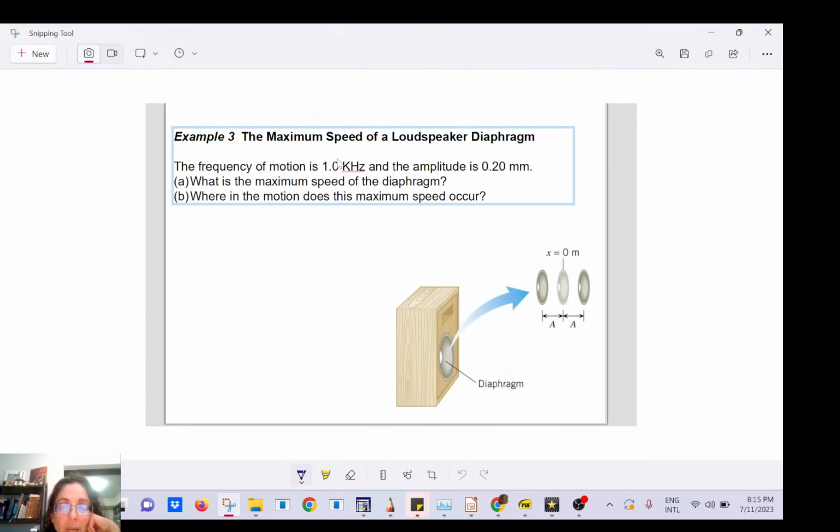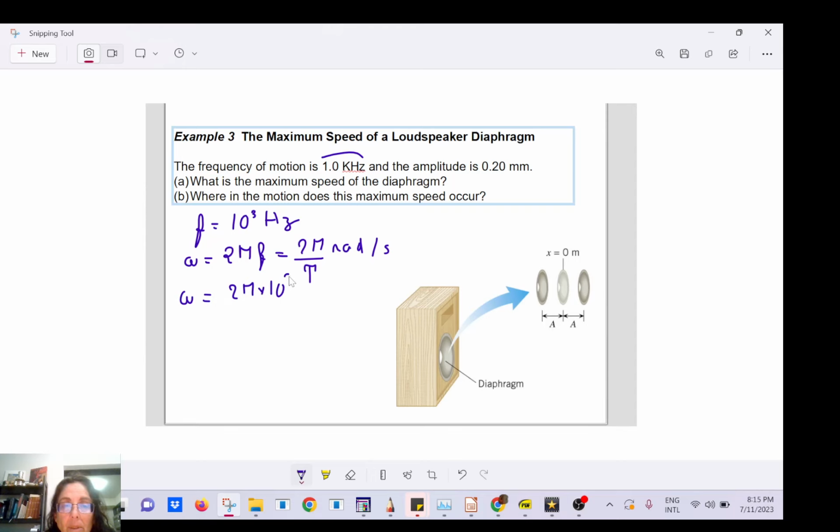So let's see what we have. We have the frequency. So the frequency is 10 to the third hertz. The angular frequency, and we talk about that a lot, it's going to be 2 pi times the frequency, or 2 pi over the period. The unit is rad per second. So how many rad for 1 second? So it's going to be omega, it's going to be 2 pi times 10 to the third.